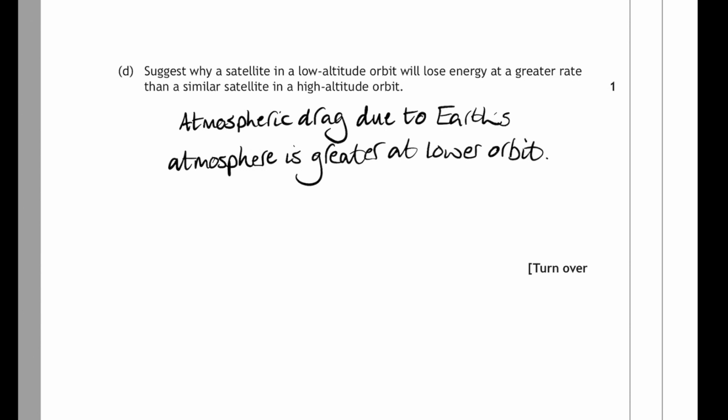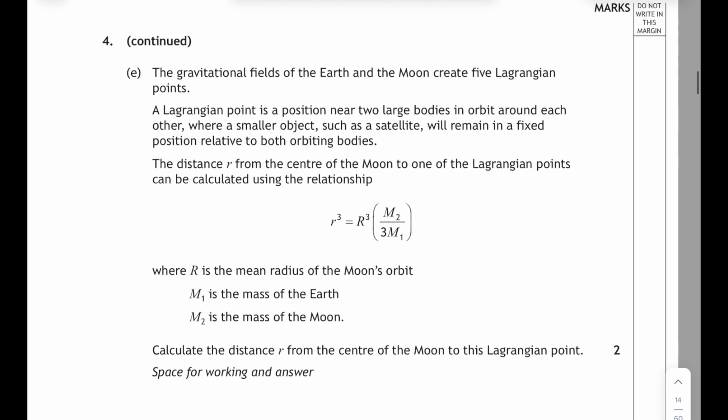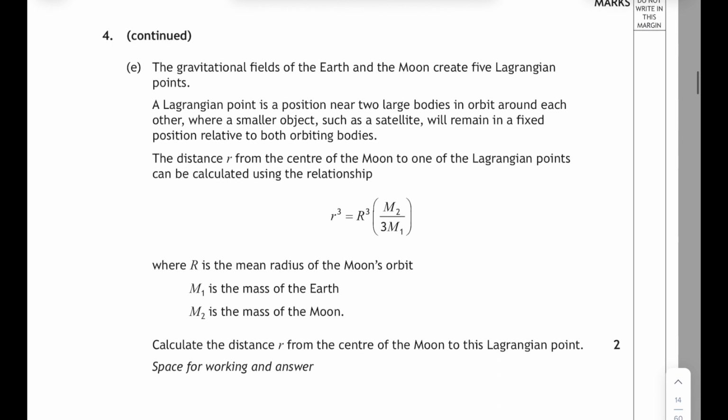1 mark. There's the MIs. Greater drag or friction from the atmosphere. Don't be tempted just to write friction there. If you just write friction or drag on its own, you won't get the mark. You have to say it's friction from the Earth's atmosphere. And that wasn't the last bit.